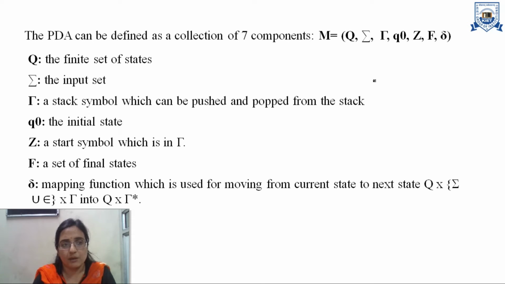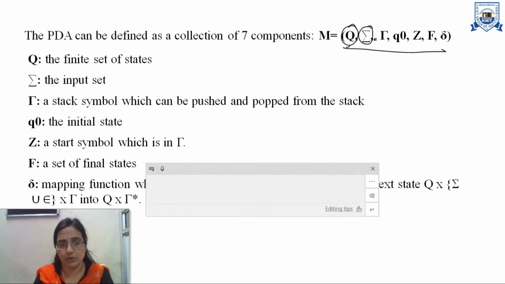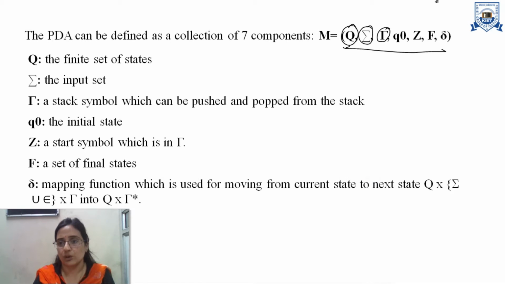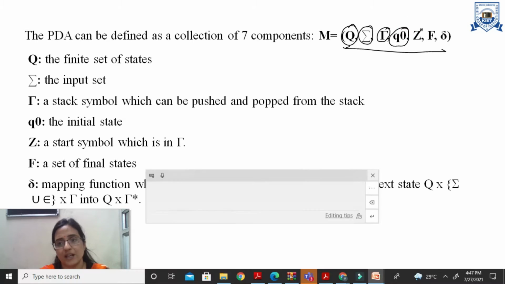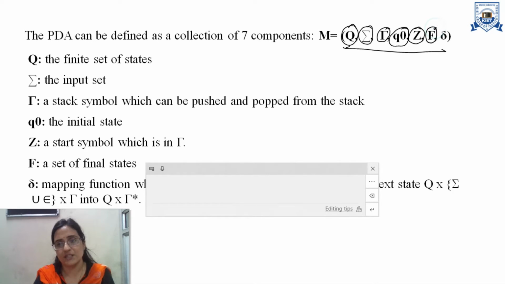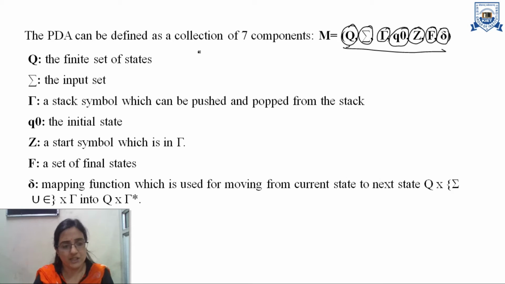I already discussed in the previous video that pushdown automata is a collection of 7 tuples, which I already explained. Q is the finite set of states, sigma is the set of inputs, gamma is the set of stack symbols, Q0 is the initial state, Z is the initial stack symbol, F is the final state and delta is the transition function. All functions are the same as I discussed in the deterministic pushdown automata video.